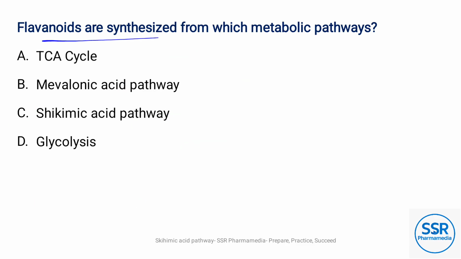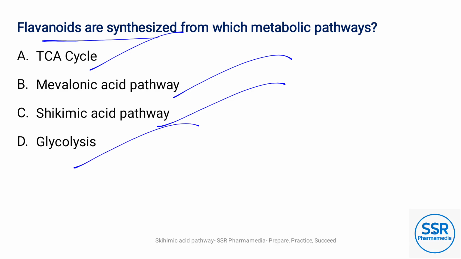Flavonoids are synthesized from which metabolic pathway? Option A, TCA cycle. Option B, malonic acid pathway. Option C, shikimic acid pathway. Option D, glycolysis. So the answer is option C, the shikimic acid pathway.